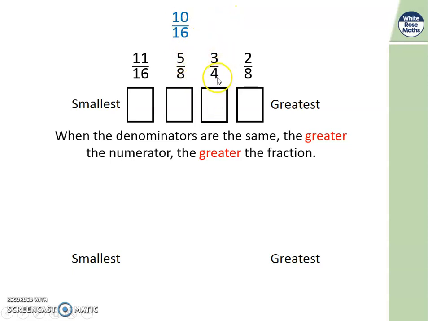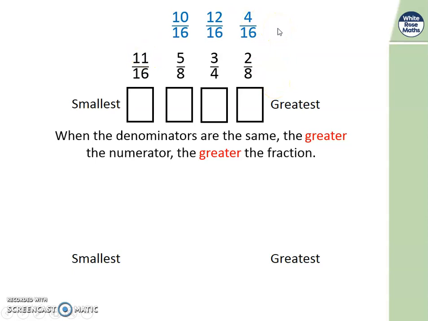What would I multiply 4 by to get to 16? I'd times it by 4. Do the same to the numerator. 3 times 4 is 12. 12 16ths. What would I do to 8 to get to 16? Times by 2. So I do the same to my numerator. 2 times 2 is 4. Now you can see that I have 4 where the denominator is the same to do my comparisons.